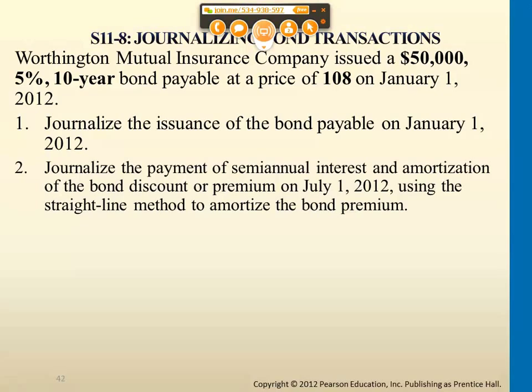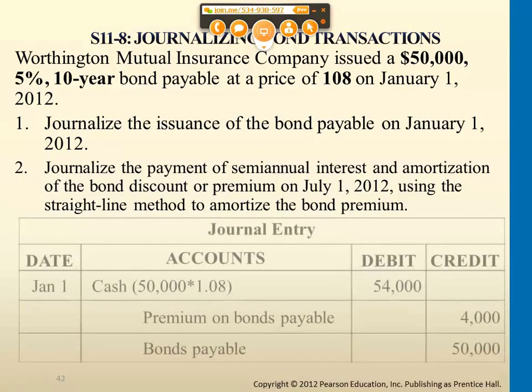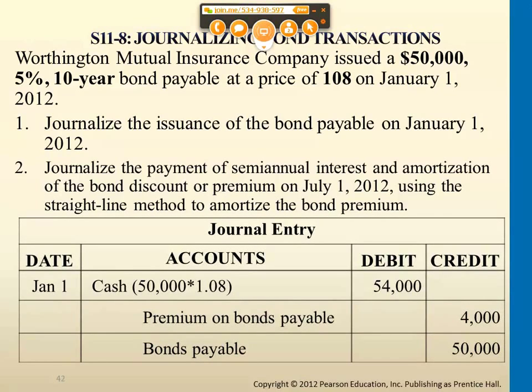Well, the price is $50,000 times 1.08. That will give you $54,000. So yes, $54,000 is the cash that we're getting. So the difference will be the premium, $4,000. Okay, so the issuance entry will look like this. If we put this into T accounts, you will have bonds payable, $50,000, right-hand side. Premium on bonds payable also, $4,000, credit side.